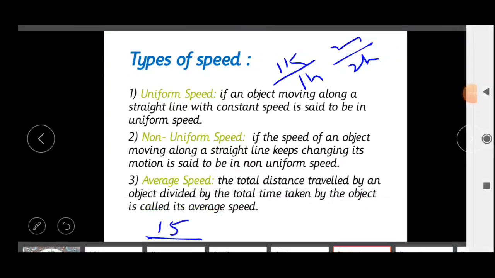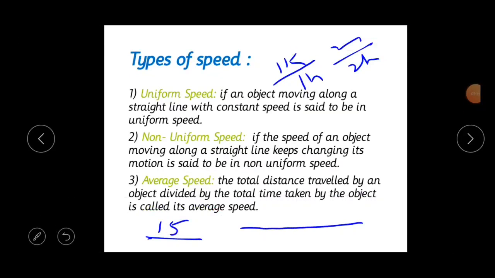And the same car takes 2 hours to travel the distance from here to here. So when an object covers different distances, the distance is different here, isn't it? The distance is different here with a different time gap. Here it is 15 minutes and here it is 2 hours. So that is called non-uniform speed.